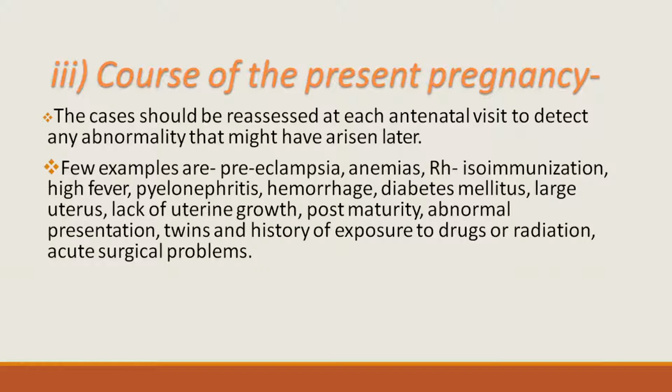In the course of the present pregnancy, the case should be reassessed at each antenatal visit to detect any abnormality that might have arisen later. Examples are preeclampsia, anemia, Rh isoimmunization, high fever, pyelonephritis, hemorrhage, diabetes mellitus, large uterus, lack of uterine growth, post-maturity, abnormal presentation, twins, history of exposure to drugs or radiation, and acute surgical problems like appendicitis.